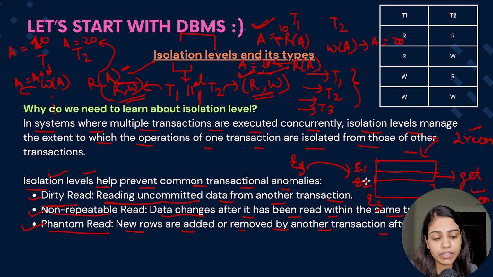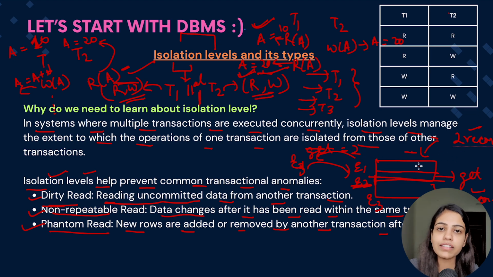Again, consider that E2 decides to leave the organization, so we'll delete E2's entry from our DB or from our table. Then again if we do a get, we'll get 2 records. So you can see that whenever there is some insertion or deletion, the fetching or finding of values gives us a different set of records. So new rows are added or removed by another transaction after a query is executed.